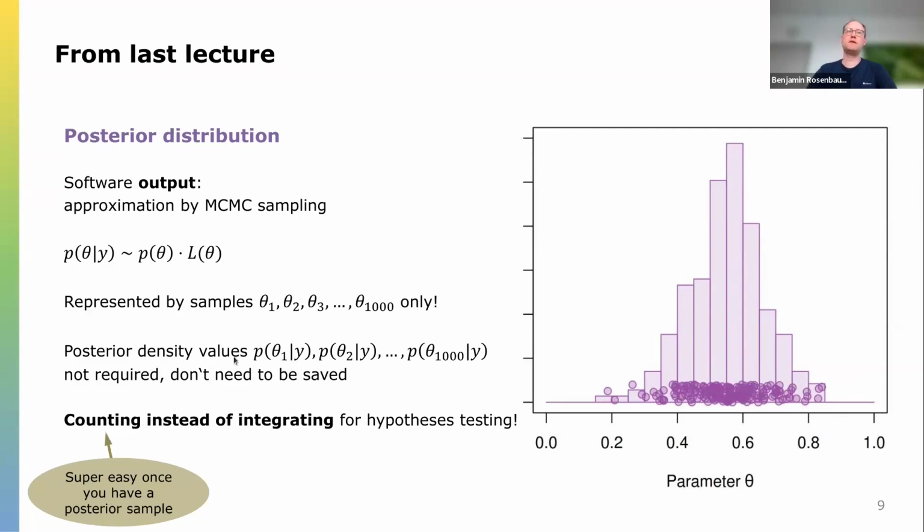So we do not actually need to save these values of prior and likelihood, or prior times likelihood. I think BMS does save them for some other reasons, but you do not need them for making any statistical inference. All the information is contained in the samples themselves. And this makes it very easy to do all kinds of statistics, because basically everything downstream from there, you just have to count.